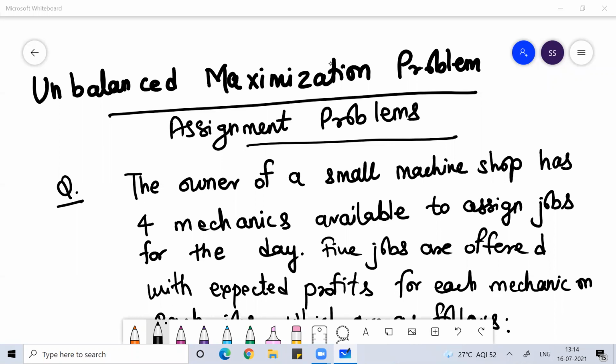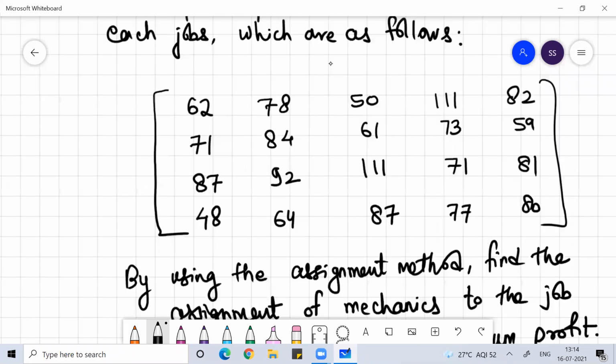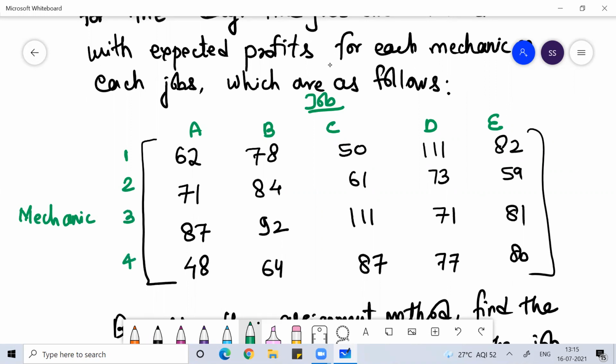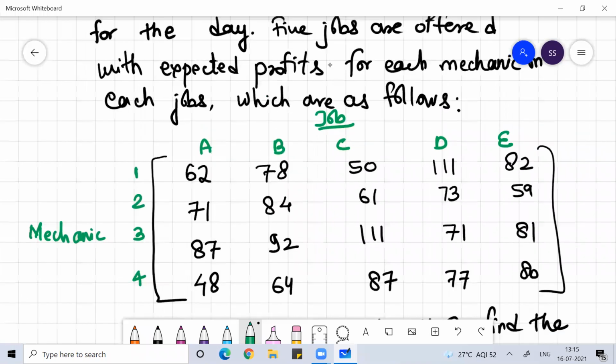Whenever we are trying to solve the problem by the Hungarian approach, we need to make sure of a few things. The objective function should be minimization and the matrix should be a square matrix. If you see the question I've given you, it's not a square matrix. That's why I have asked you this problem. You have four mechanics and five jobs, so this is an unbalanced assignment problem.